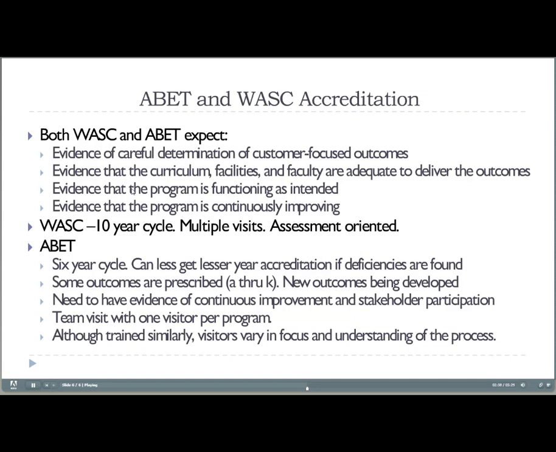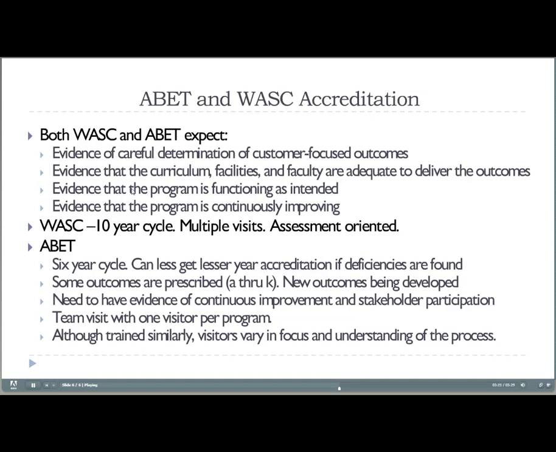Then finally for ABET, they're on a 6-year cycle, and you want to get a full 6-year accreditation if you can, but if they find weaknesses or deficiencies, they may give you a lesser accreditation time, like 3 years, and then that way they visit sooner to see if you've corrected your deficiencies.